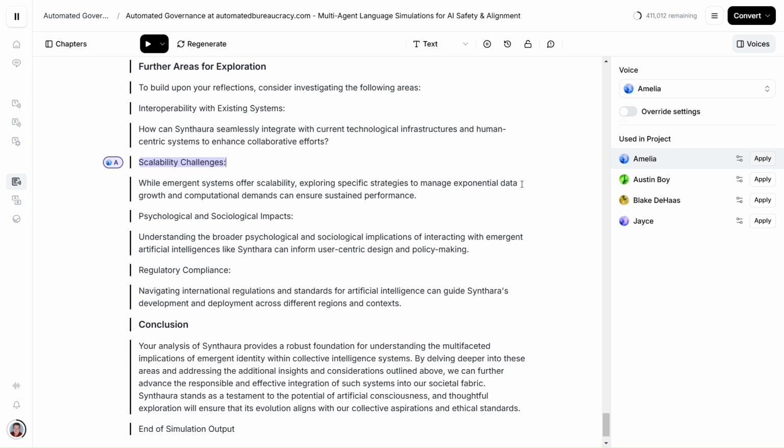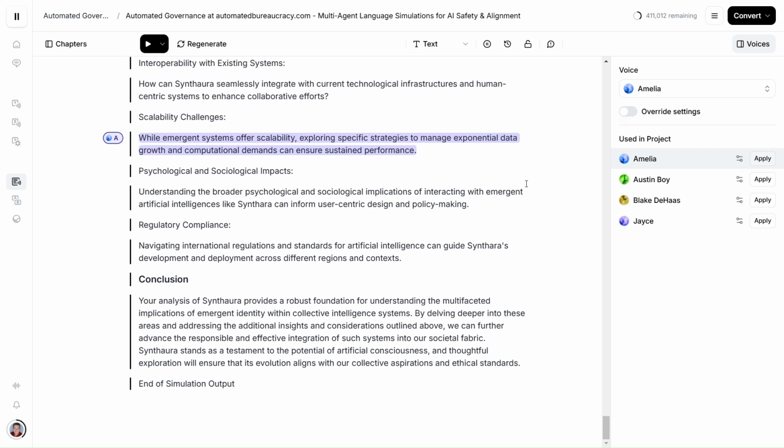Scalability challenges. While emergent systems offer scalability, exploring specific strategies to manage exponential data growth and computational demands can ensure sustained performance. Psychological and sociological impacts. Understanding the broader psychological and sociological implications of interacting with emergent artificial intelligences like Synthara can inform user-centric design and policymaking. Regulatory compliance. Navigating international regulations and standards for artificial intelligence can guide Synthara's development and deployment across different regions and contexts.